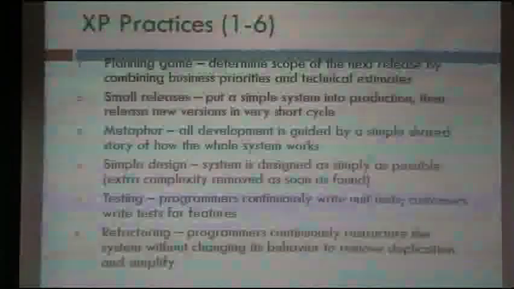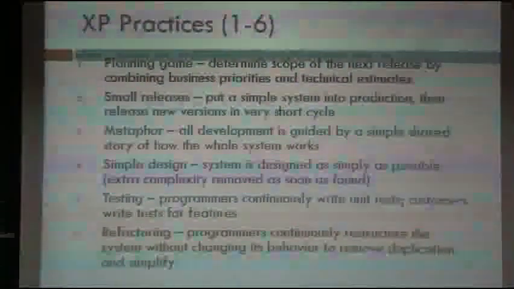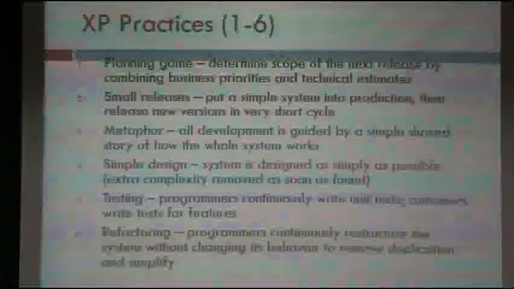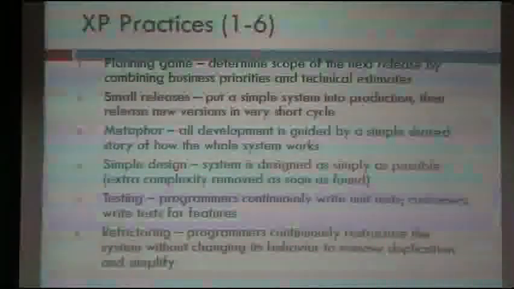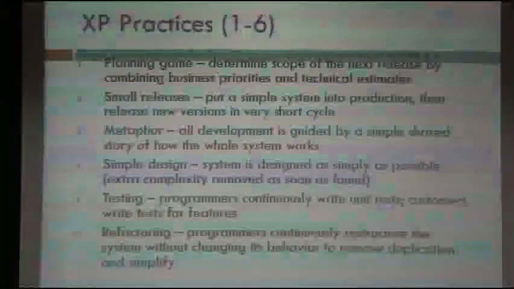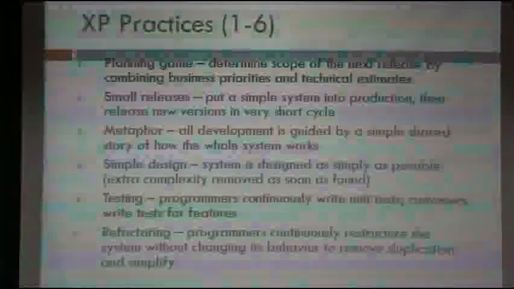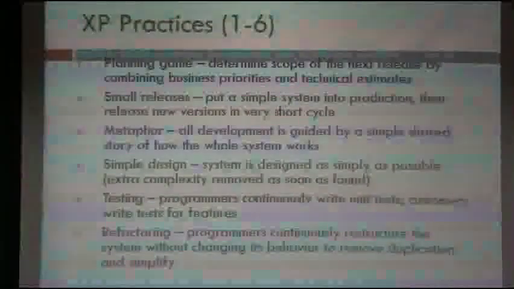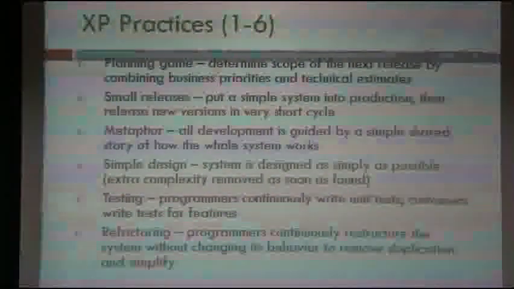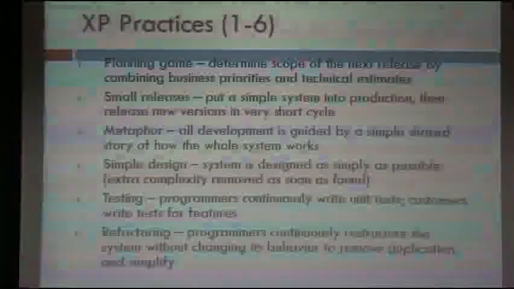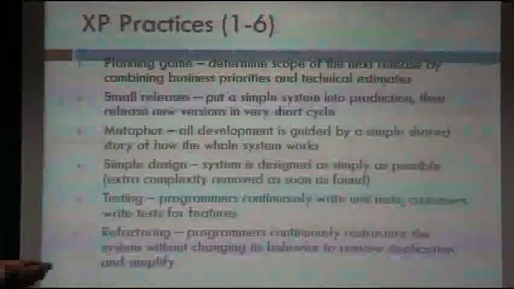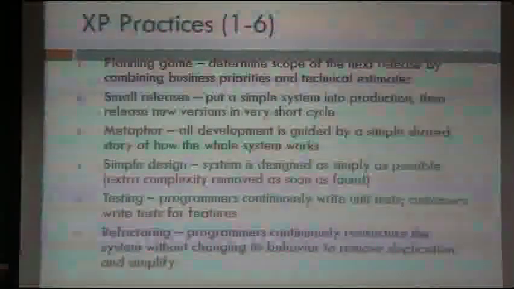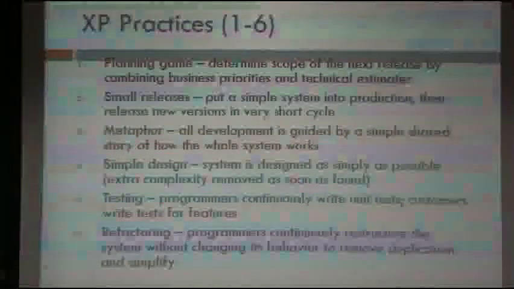After that, whatever scope we have determined should be put into production, and we release the new version in a very short cycle. Based on that, there may be how many releases for a particular project, you may have 10 releases, 11 releases, and each release defines a scope of the system. Then all the development is guided by a simple story of how the whole system works. Actually it's a continuous process, whereas in the previous life cycle models we were developing each module separately. Instead, here each thing is placed in a separate form, in the form of a release.